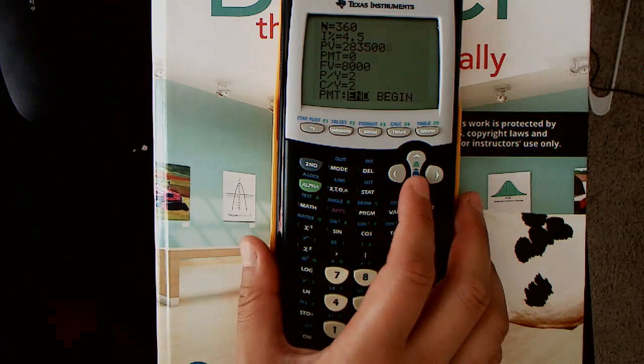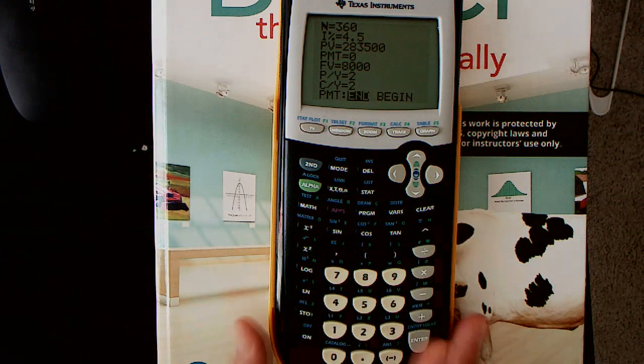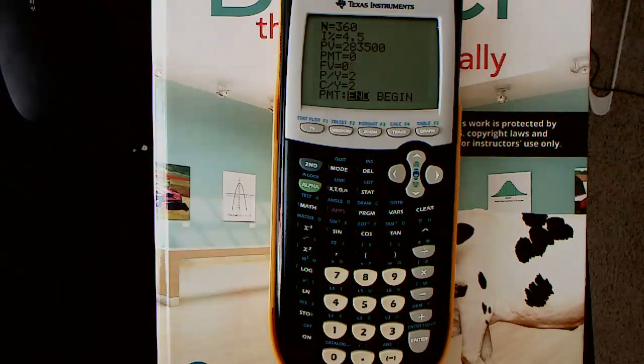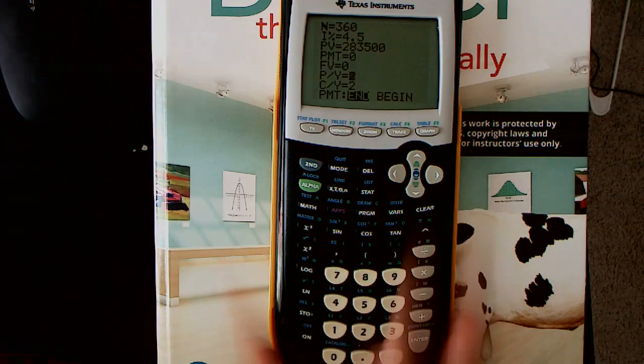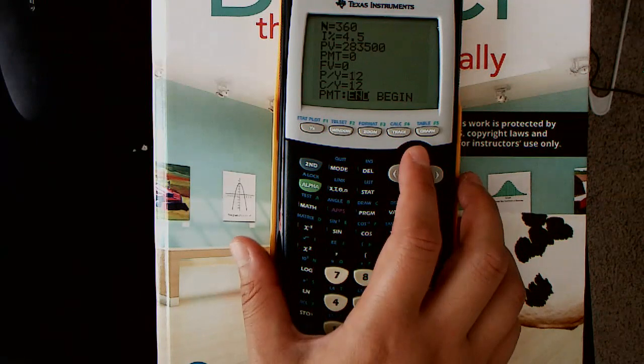Payment is what we're trying to solve for, right? Monthly payment. And the future value. What do you want your future value to be? You want it to be 0. In 30 years, you don't want to owe anything. You want to pay off the money and you completely own the house. So in 30 years, the future value of the loan must be 0. And P per Y and C per Y both are 12, because you pay by month.